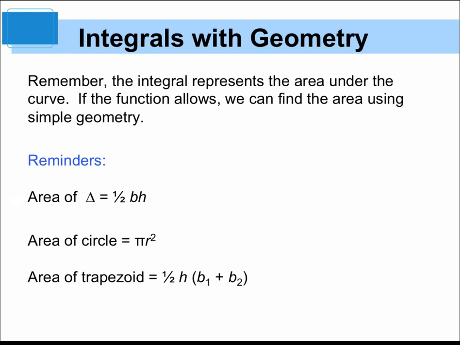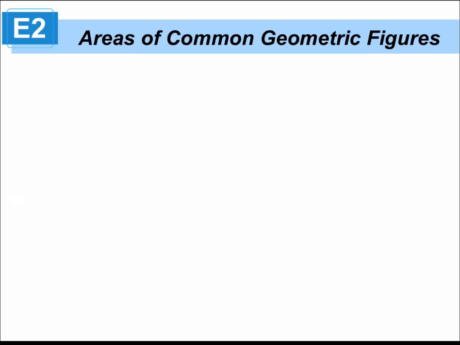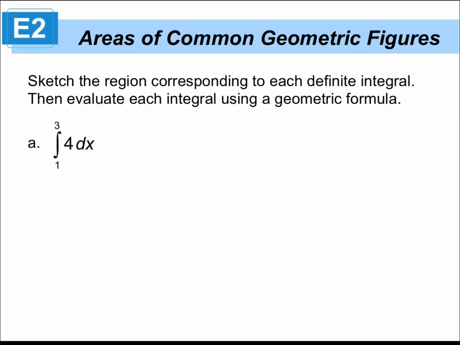Okay, now we're done with the theory. Now we have the easy stuff. You ready? Let's find the area of that. In other words, we're looking for the area under the curve of the function 4 from 1 to 3. You with me? Yes. Good. Draw a picture of that first. Then we'll do the area.